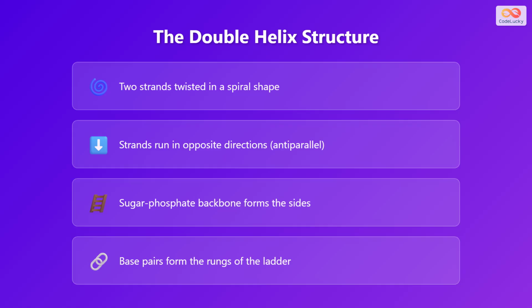DNA has a unique 3-dimensional structure called the double helix. Imagine a twisted ladder. The 2 strands of DNA spiral around each other, creating this elegant helical shape. The strands run in opposite directions, which we call antiparallel orientation. The sugar and phosphate molecules form the outer sides of the ladder, creating a stable backbone. The paired nitrogenous bases form the rungs or steps of the ladder, holding the 2 strands together through hydrogen bonds.